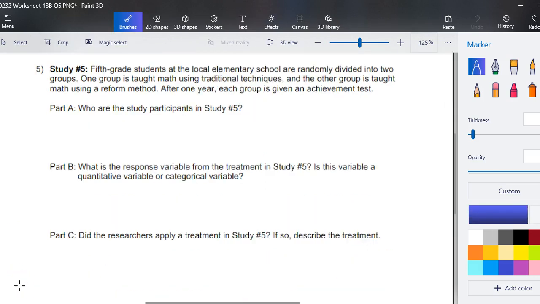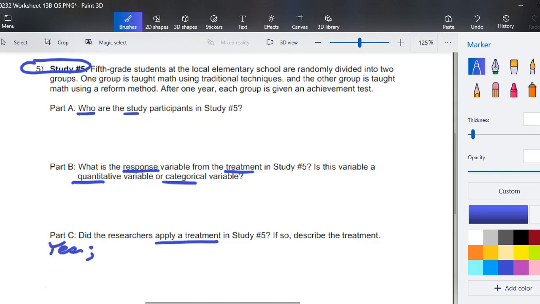So now looking at question 5, which is study 5, looking at the questions before we even look at a paragraph. Who are the study participants? What is the response variable from the treatment? And is it quantitative or categorical? And then finally, did the researchers apply a treatment? So the answer is going to be yes. You and I just have to go find out what the treatment is or was for their experiment.